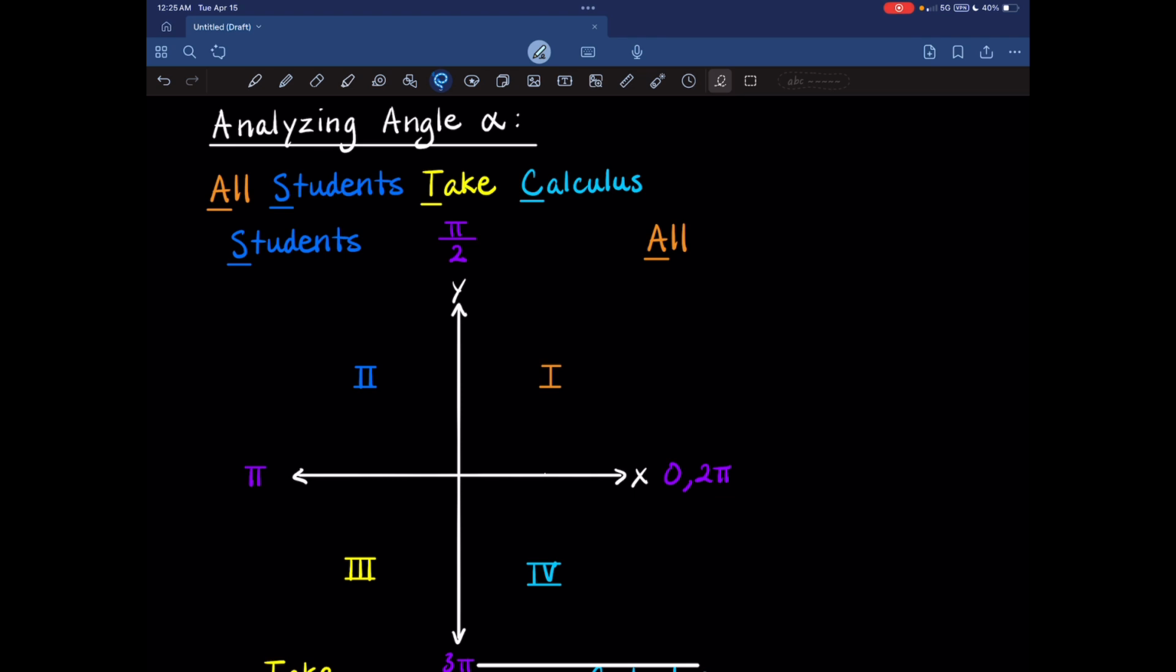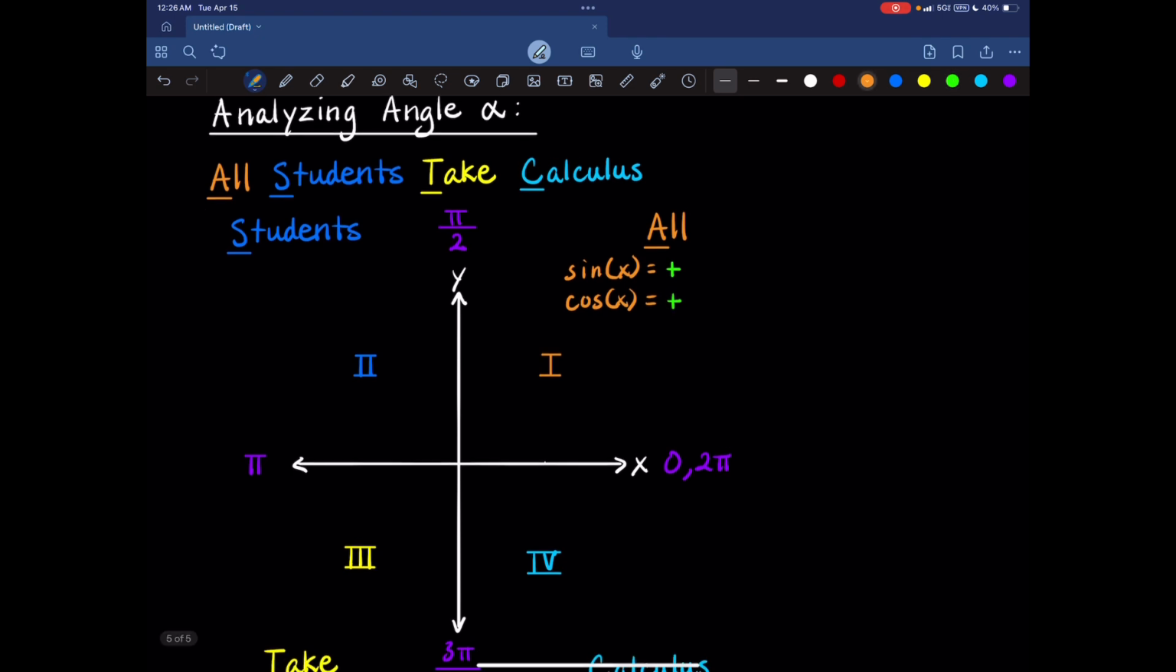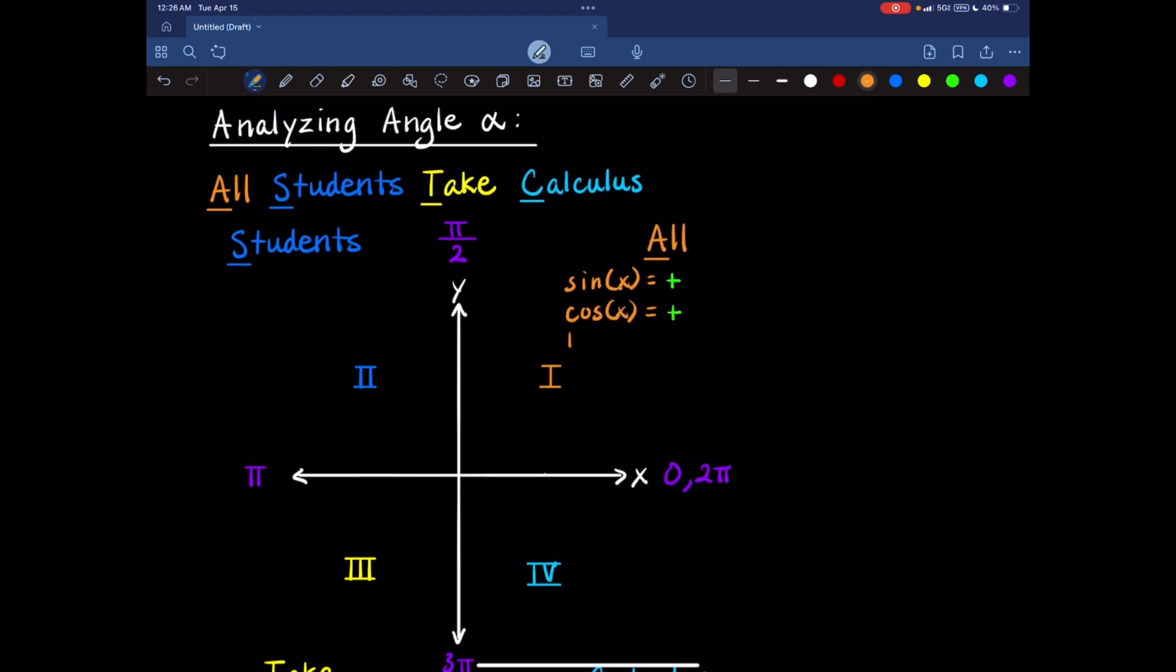So let's write that down. So the sine of x is positive. The cosine of x is positive. And the tangent of x is positive.